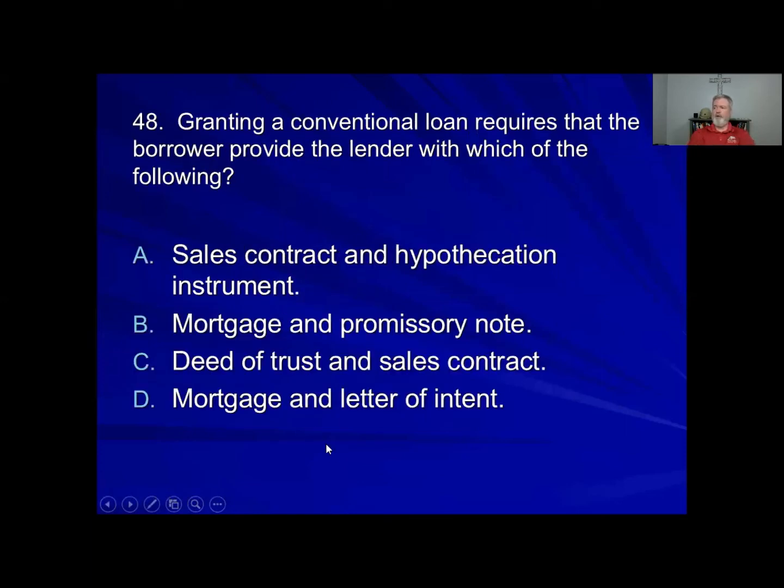Next question. Granting a conventional loan requires that the borrower provide the lender with which of the following? So if you're going to get a conventional loan, basically what documents are going to be required here? A says the sales contract and a hypothecation instrument.